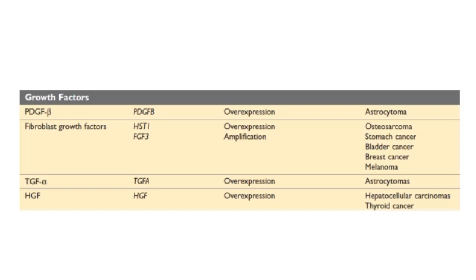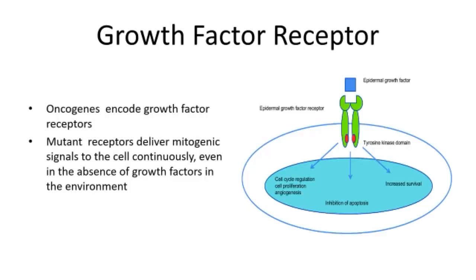Fibroblast growth factors are usually secreted in osteosarcoma, stomach cancer, bladder cancer, or breast cancer. TGF alpha is also secreted in astrocytoma. Hepatocyte growth factor is usually over-secreted in hepatocellular carcinoma and thyroid cancer. The next level, from the growth factor, is that growth factors attach to a growth factor receptor. Mutation of the growth factor receptor, making it active, or an increase in the number of growth factor receptors also causes cellular proliferation.